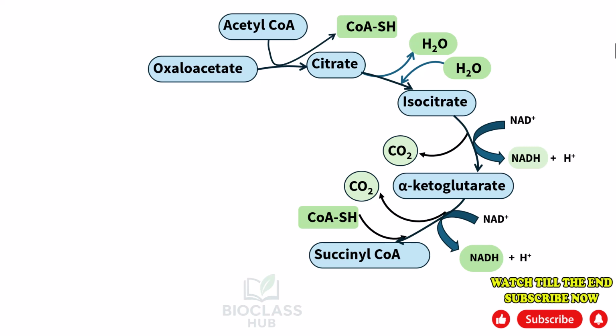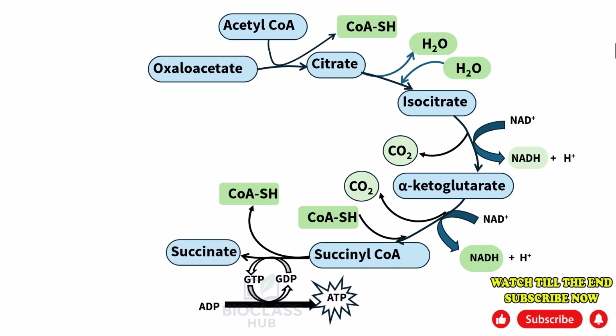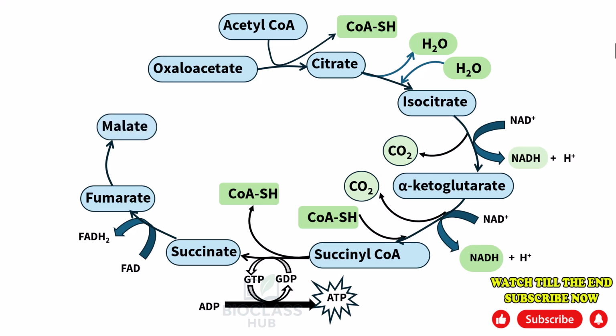Substrate-level phosphorylation. Coenzyme A is displaced by a phosphate group, which is transferred to GDP to form GTP, and then to ADP to form ATP. The remaining compound forms succinate. Further oxidation. Succinate is oxidized to fumarate, and FAD is reduced to FADH₂. Regeneration of oxaloacetate. Fumarate is converted to malate in the presence of a water molecule, which is then oxidized to regenerate oxaloacetate, completing the cycle. During this step, oxidized NAD is reduced to NADH.